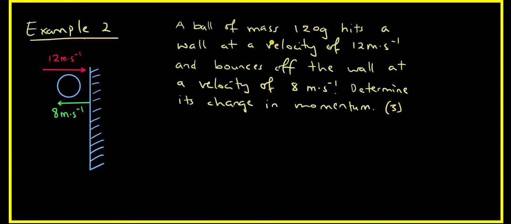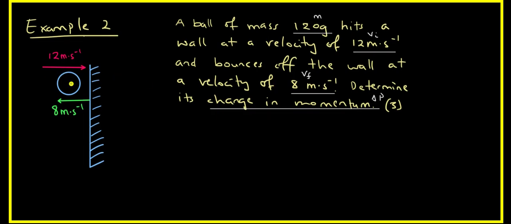A ball of mass 120 grams hits a wall at a velocity of 12 meters per second. So I have the mass of my object. It travels towards the wall at 12 meters per second, so this is the initial velocity, and bounces off that wall at a velocity of 8 meters per second. So this is the final velocity. Determine the change in the momentum of the object. So I'm looking for delta P.